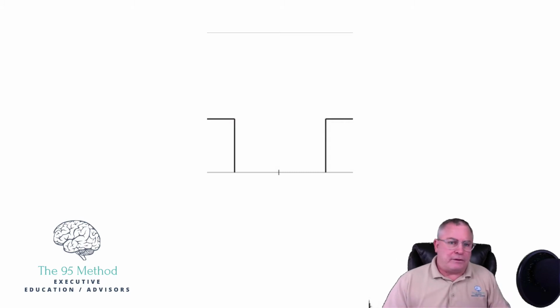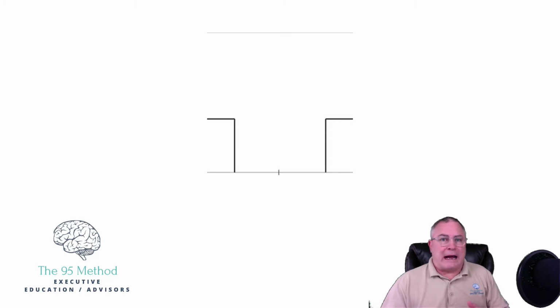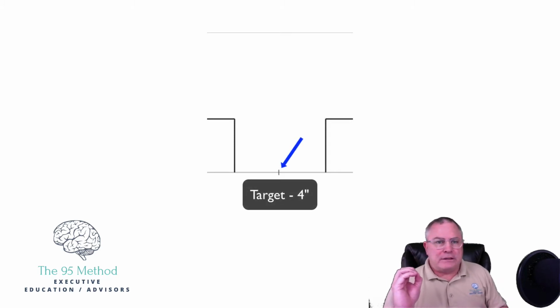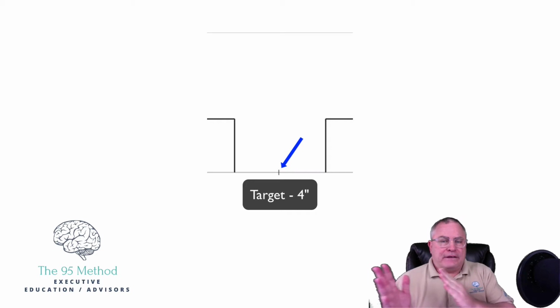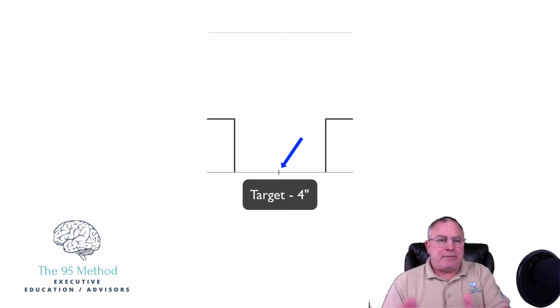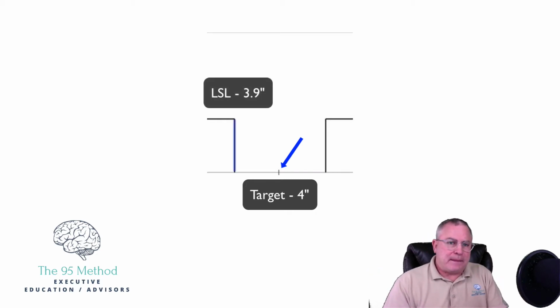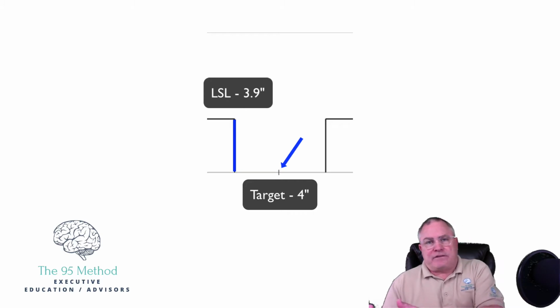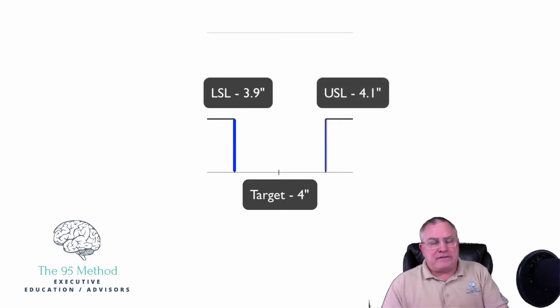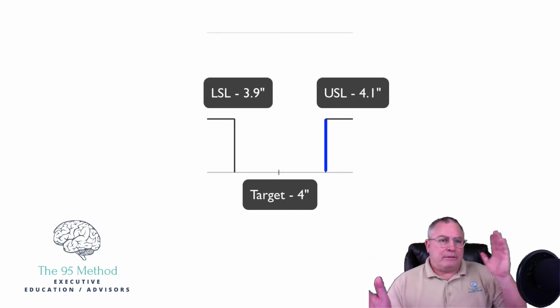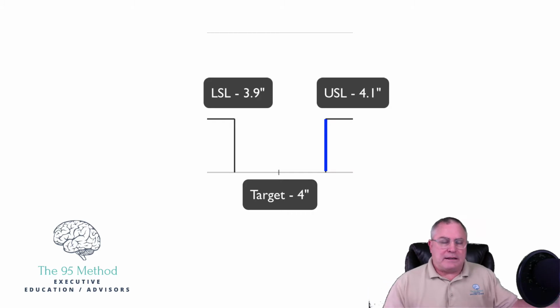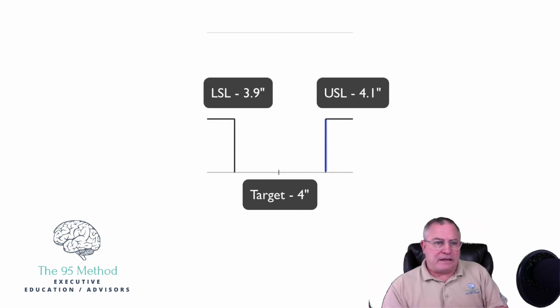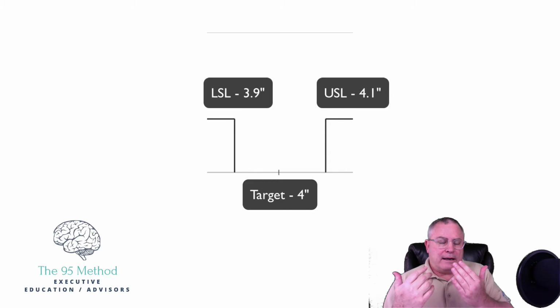Just for use, we'll say the target is a 4-inch metal round, and if it's 3.9 inches, that would be the lower specification limit. It's still good. If it's 4.1 inches, that would be the upper specification limit. That would be good also. But anything below the lower specification limit or above the upper specification limit would either be scrap or rework.